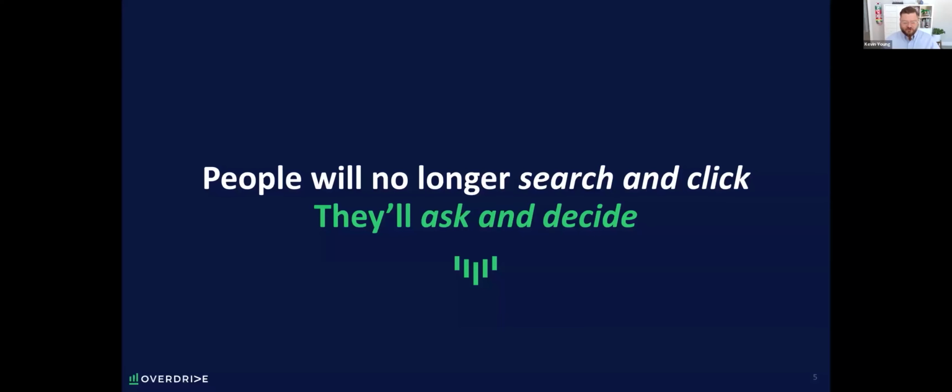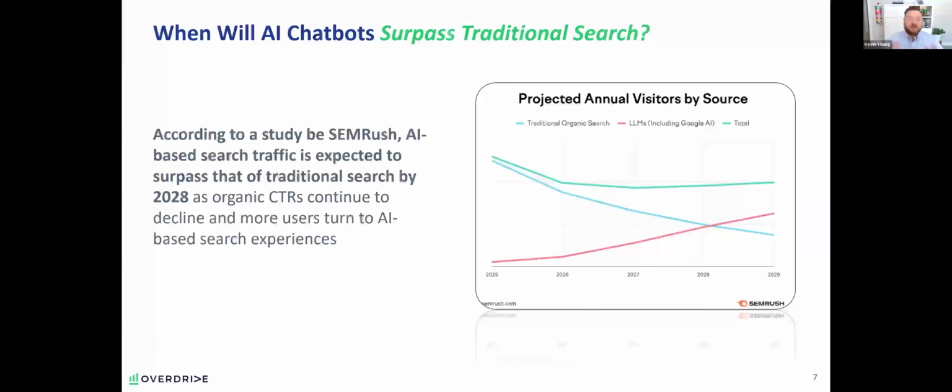So, ultimately, the lesson here is that very soon, people will no longer search and click, they'll ask and decide. And that's a big difference as compared to how things have worked up until now. And that means we need to adjust and we need to be prepared to make changes. But that sort of begs the question, when will AI chatbots surpass traditional search?